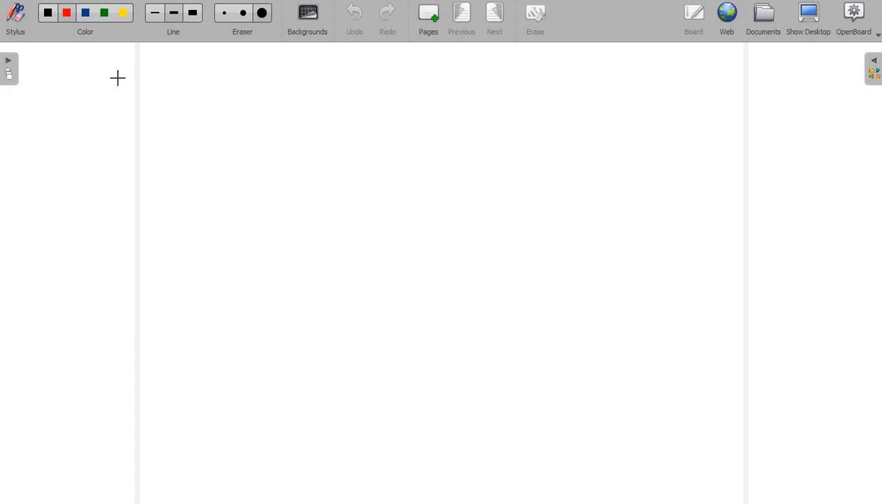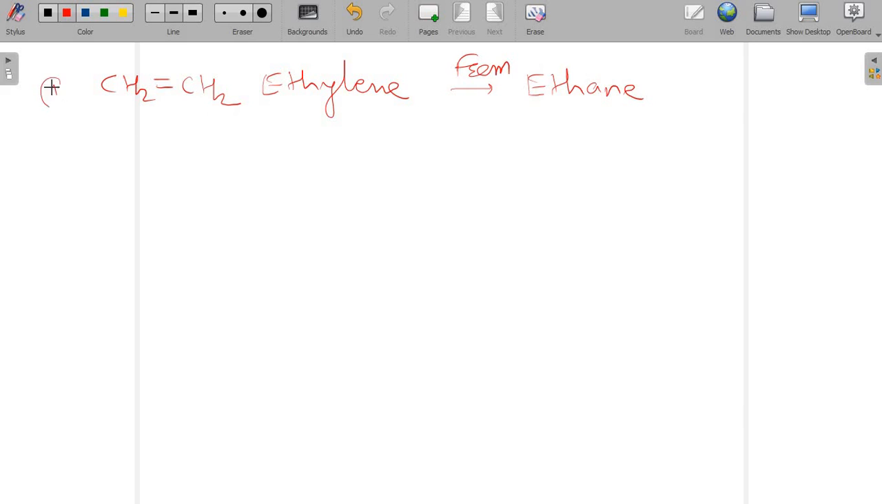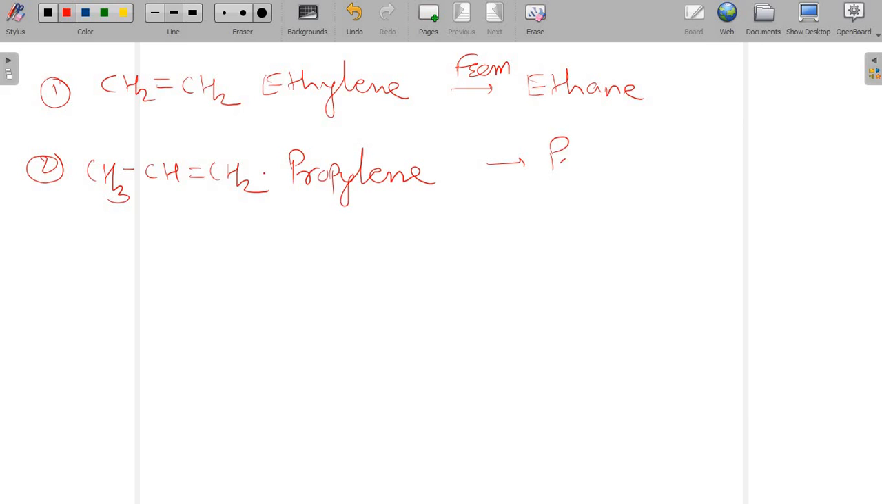The very first one is the 2 carbon atom containing alkene. This is nothing but ethylene. This ethylene is derived from ethane. Then the next member, CH3CH double bond CH2, is propylene and it is derived from propane.